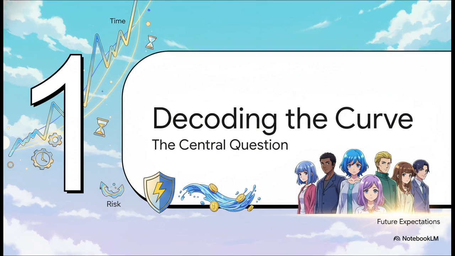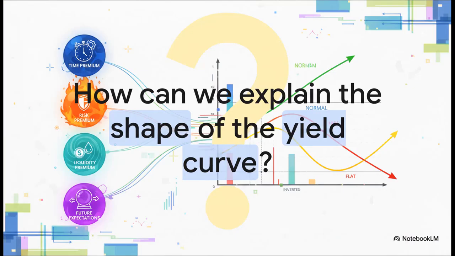Let's get right to the heart of the matter. This is the core question, right? Why does it usually slope up? Why does it sometimes flatten out? And the big one, why does it occasionally flip upside down? If we can get a handle on this, we can start to understand what the market is trying to tell us about the economy's future.